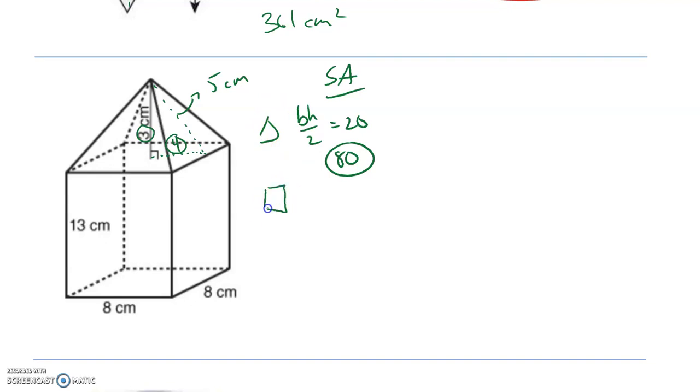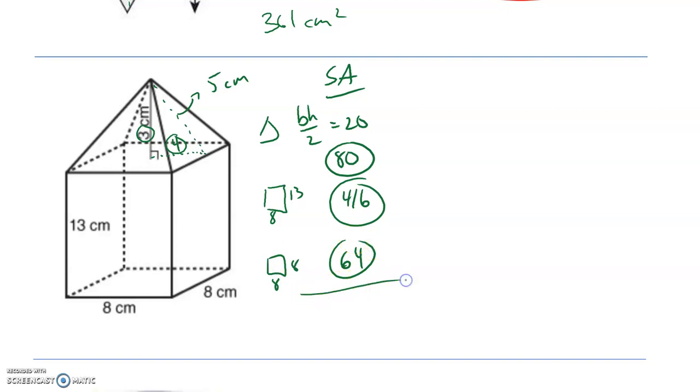Then my sides, I've got sides that are 13 tall by 8 wide. So I'll do 13 times 8, multiply that, get the area, which is 104, and then I have to do 4 of those. So those would give me 416 altogether. And of course the bottom is just an 8 by 8 square, which gives me 64. So add them all up and hopefully get around 560 centimeters squared.